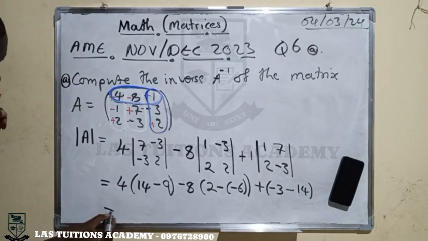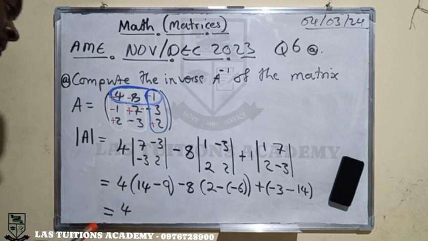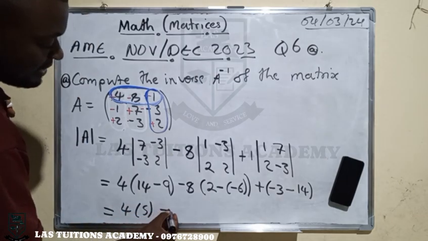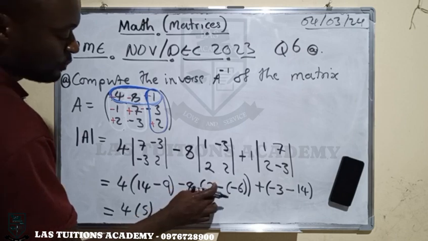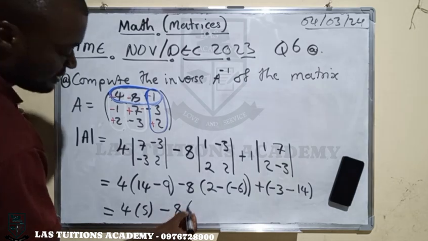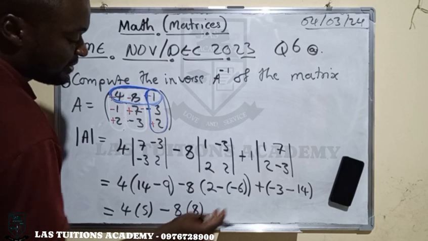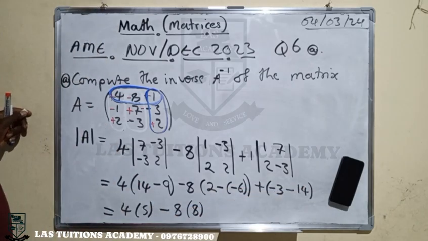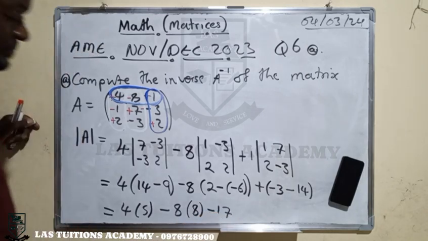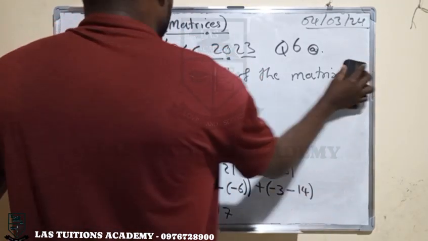So this is going to be 14 minus 9, we get 5, minus 8, 2 minus 6, this will be 2 plus 6. So we have 8, then 2 plus 6 will be another 8. Then negative 3 minus 14, we get negative 17. So negative 17 there.